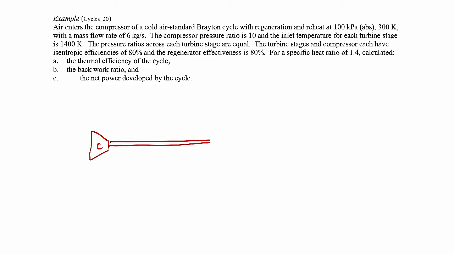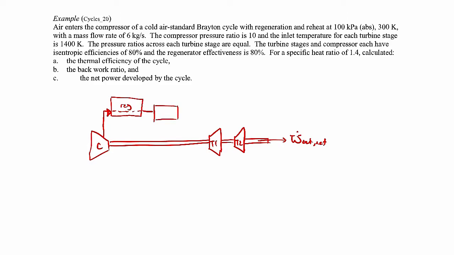We have the compressor that's connected via a shaft to the first stage turbine, we'll call it T1, and then there's a second stage turbine, T2. And then we have our net power coming out. Coming out of the compressor, we go through a regenerator. So this is our regenerator. And that leads into the combustor, where some heat is put in. And then out of the combustor, we go into our first stage turbine.